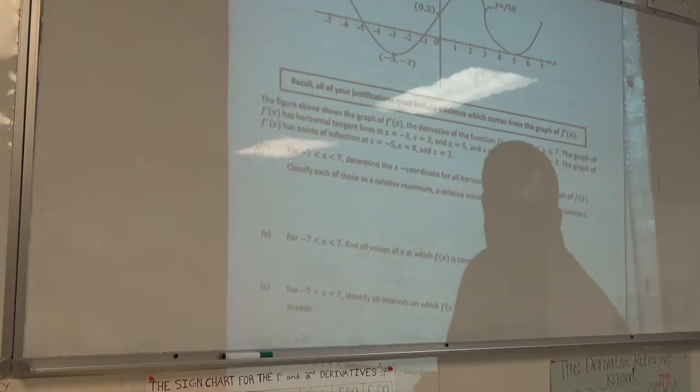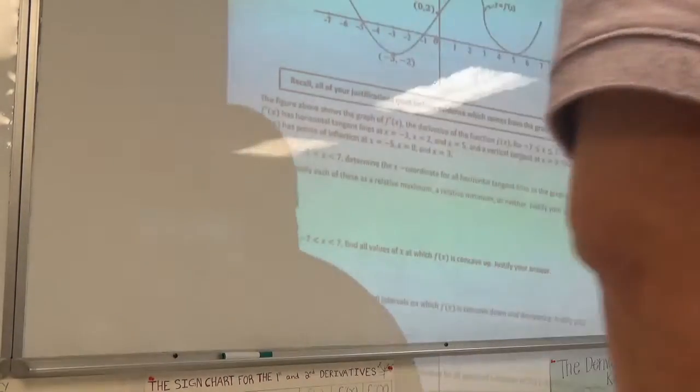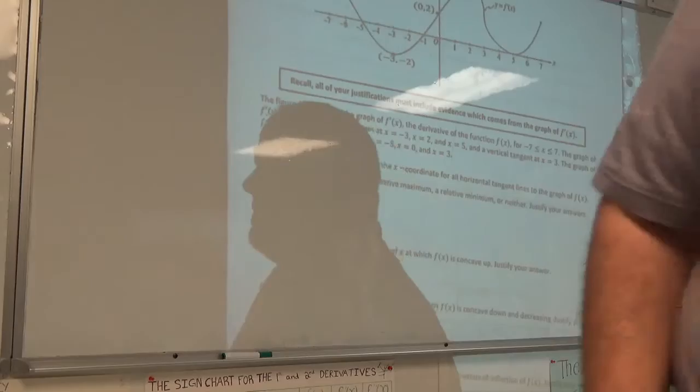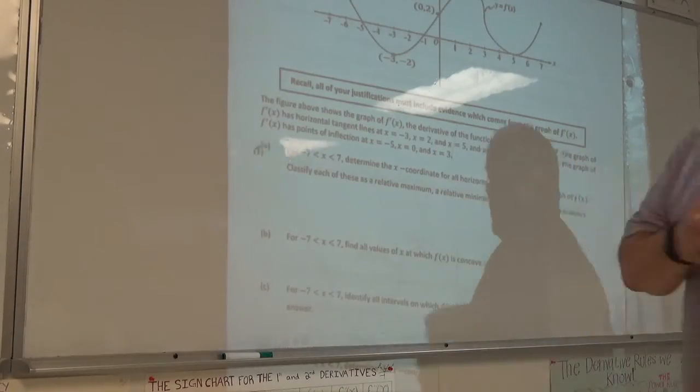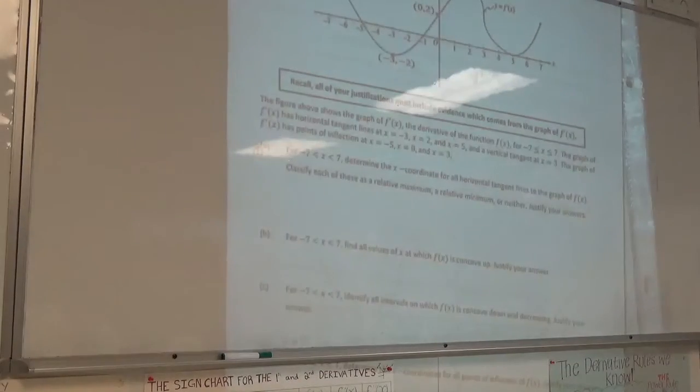So let's look at E. Assuming that f of -3 is equal to 4, find the equation of the tangent line at x equals -3. Have a quick strategy conversation. What are you going to do?